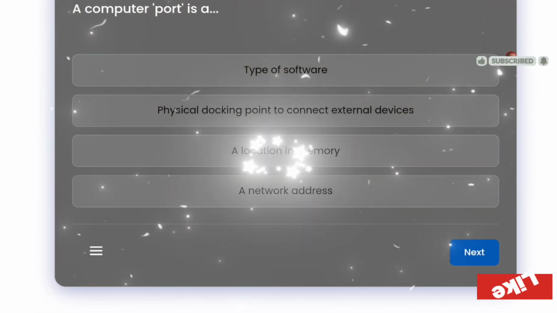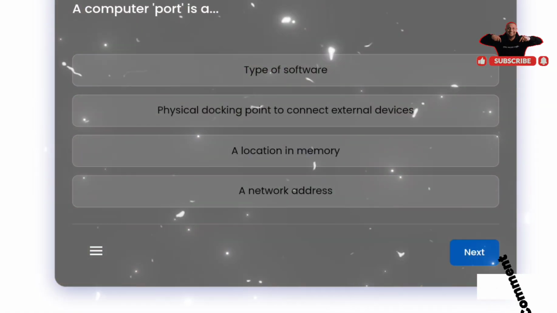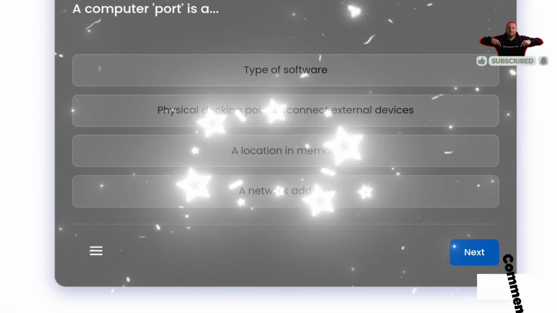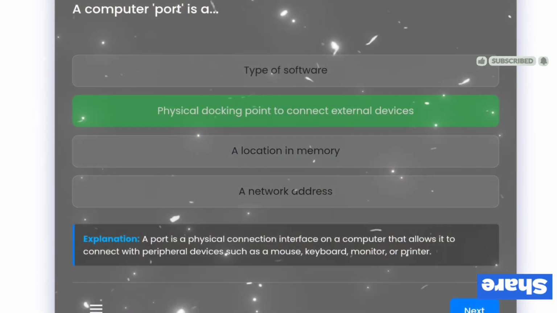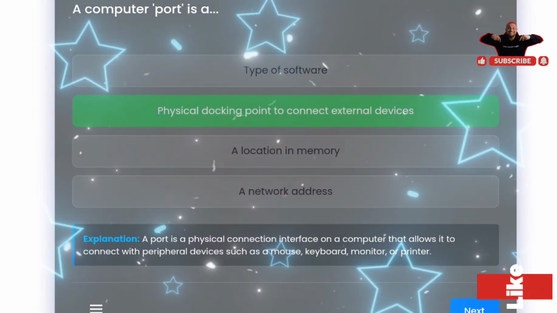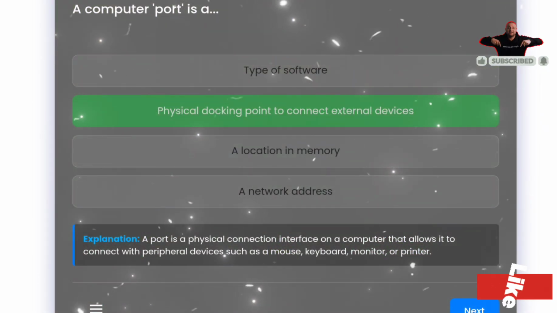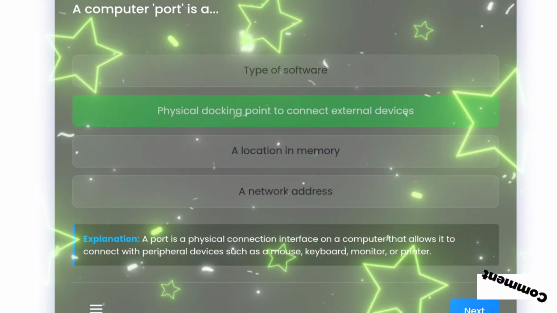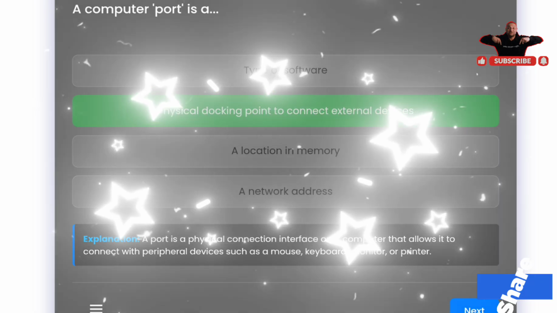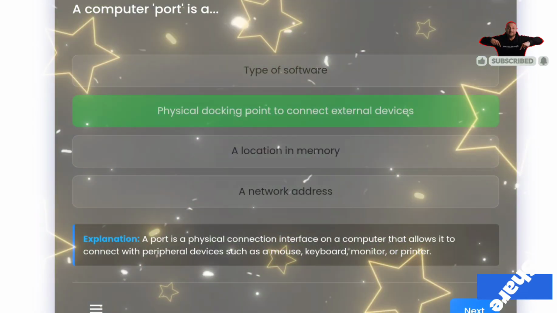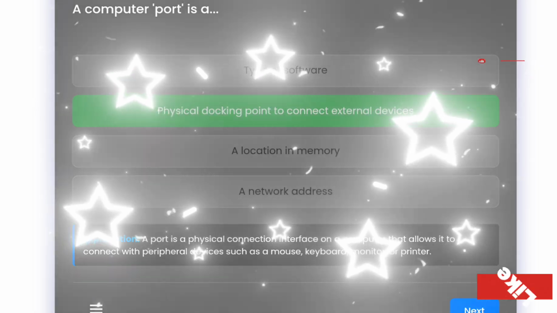Next question. A computer port is a physical docking point to connect external devices. That means a port is a physical connection interface on a computer that allows it to connect with peripheral devices such as a mouse, keyboard, monitor or printer.